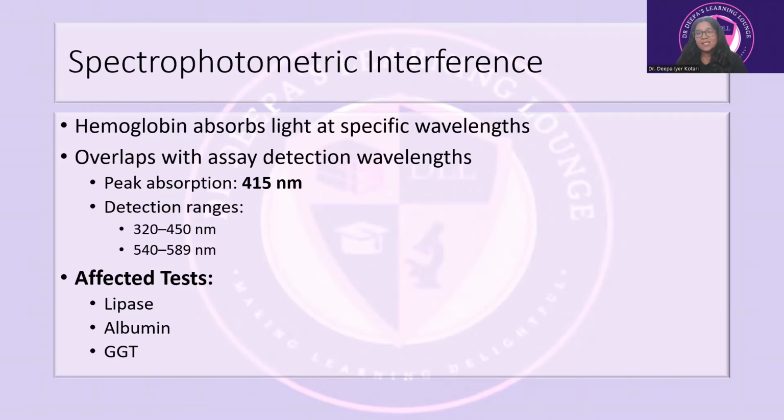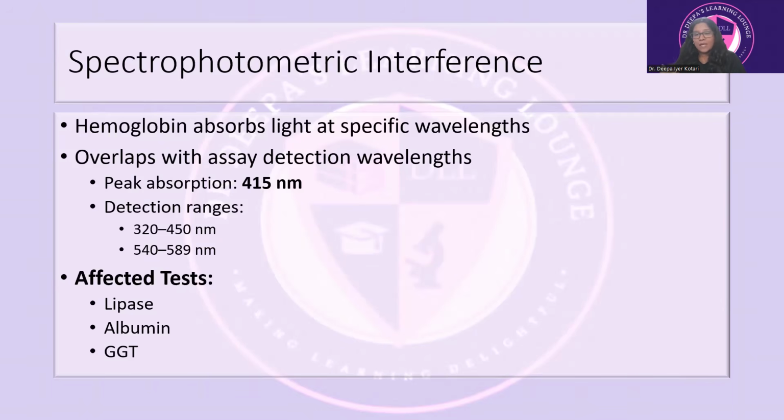Some examples are lipase, albumin, and GGT. Whenever lipase, albumin, and GGT are measured at wavelengths a little above these, they can also show a falsely elevated result because the instrument is wrongly measuring the hemoglobin and not these analytes.